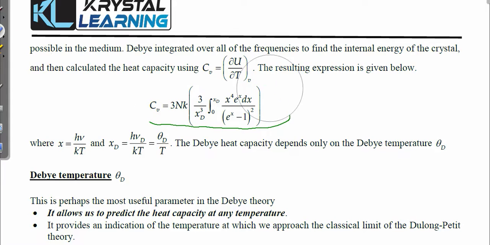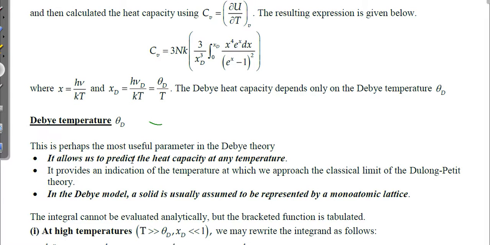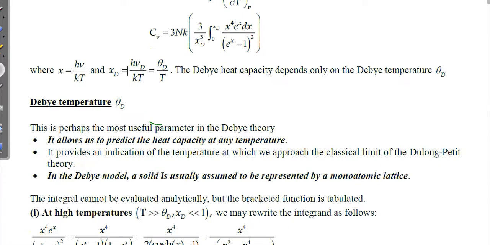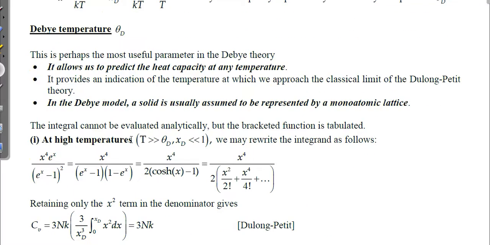So now T by theta D is given, and it allows us to predict heat capacity at any temperature, meaning low temperature, high temperature or intermediate temperature. Okay, so it provides an indication of the temperature at which we approach the classical limit of Dulong-Pettit theory, and in the Debye model a solid is usually assumed to be represented by a monoatomic lattice. So these were the conditions. So let's see at high temperature.